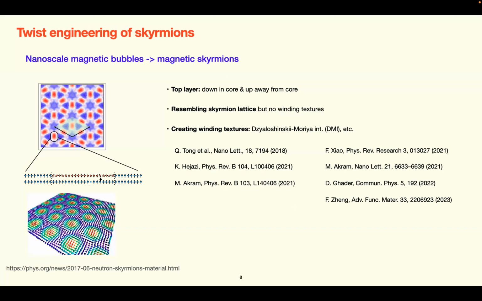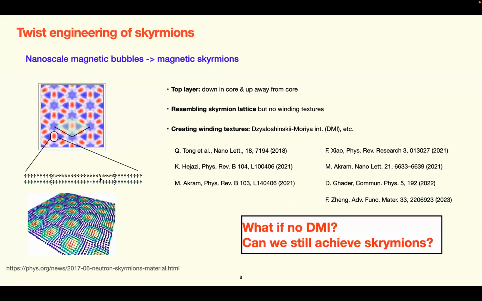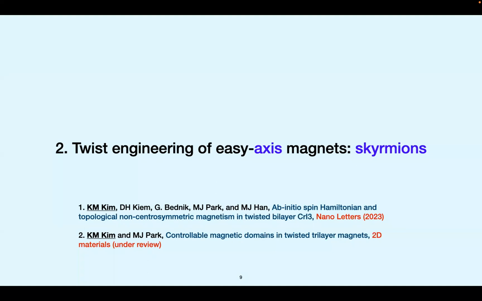So these are what have been known in the literature, and so we may ask this question. What if there is no DM interaction? Can you still achieve some skyrmion in this twisted magnet? So this question is what we are going to address in the first part.